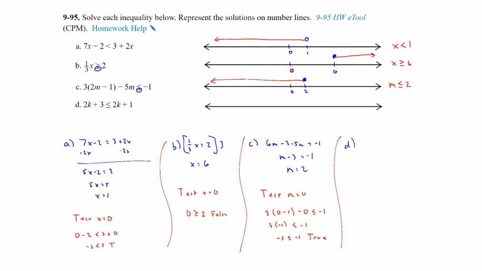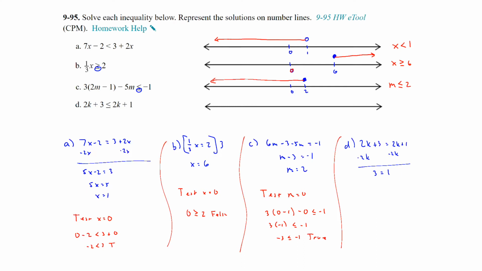And then the last one, D. We have 2k plus 3 is less than or equal to 2k plus 1. And I need to change that to an equal sign. And we subtract 2k from both sides, and we get 3 is equal to 1.